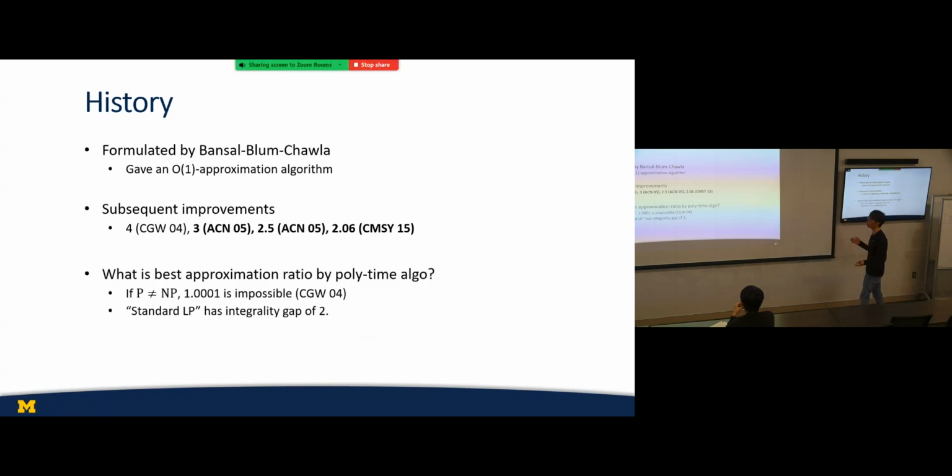From the lower bound side, we knew that the problem is APX-hard, so you can't approximate this problem better than about 1.0001. So there's a sizable gap between the upper and lower bounds. More interestingly, all these previous results are based on the standard LP that we will see, and that LP has an integrality gap of 2. So if you're just basing results on the standard LP, you can't go below 2.